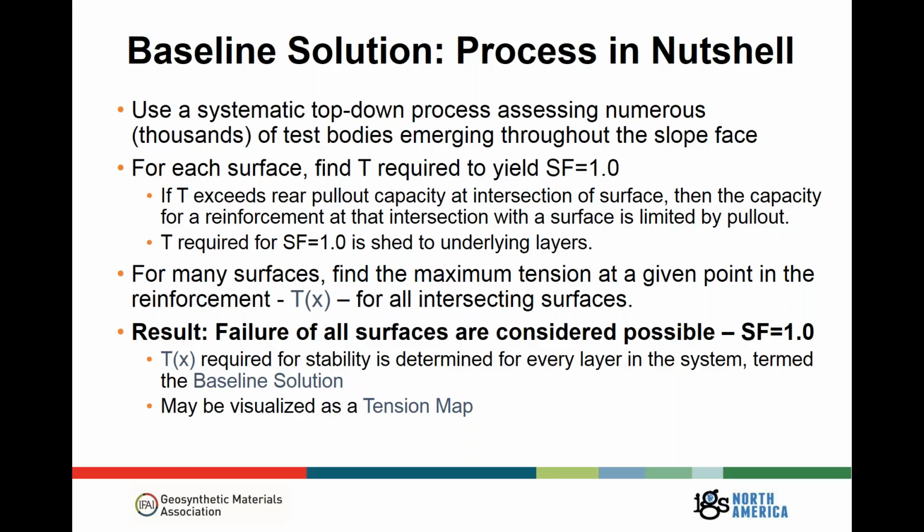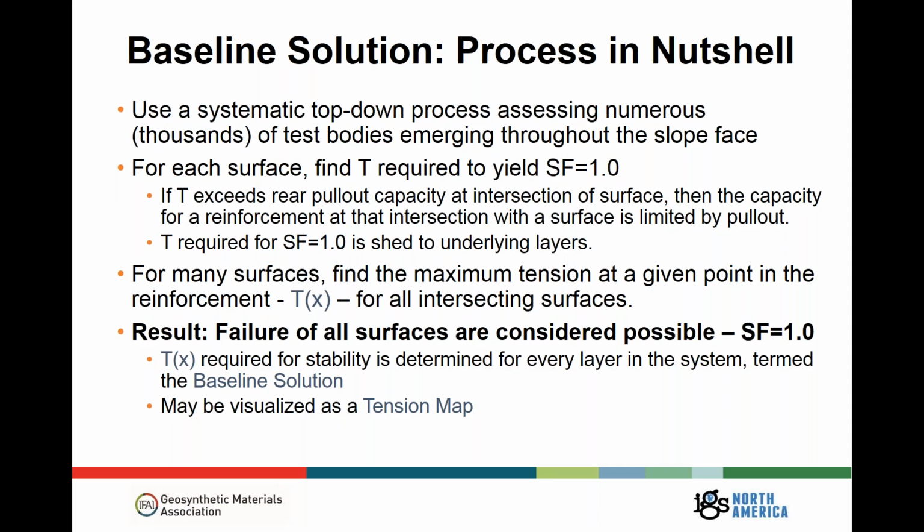So what we do is we do this for many surfaces, like I said, thousands possibly, and we find the maximum reinforcement tension for a safety factor of 1 at every piece of every reinforcement layer throughout, for every surface. And we get a maximum at all these points. The result is that every single failure surface considered is possible, and every one of them has a safety factor of 1.0. That's unlike a finite element analysis, where we can get a critical failure mechanism at the strength limit state, but we can't necessarily get every possible mechanism at the strength limit state. And we can do that with the baseline solution in the tension map.